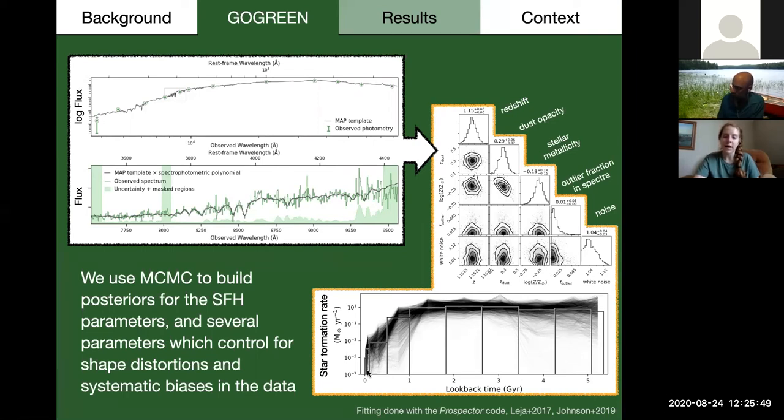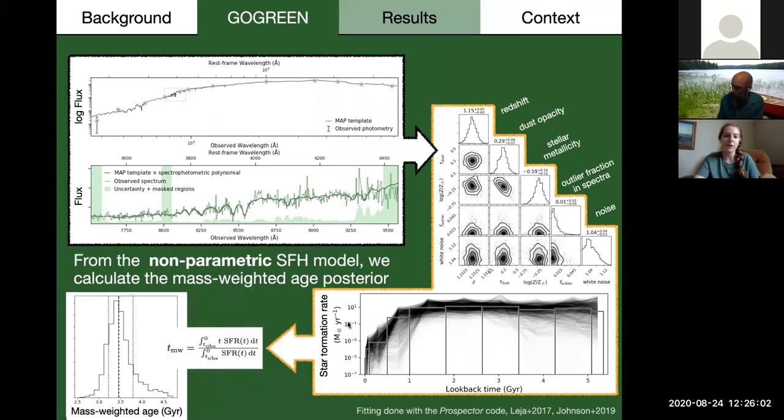So in different bins of look-back time, we fit for the relative star formation rate as a function of that time. And using the posteriors from this MCMC, we can do a weighted average to get a posterior of the mass weighted age of that galaxy. And then I just wanted to highlight, this is what we meant by a non-parametric star formation history model, where we're not explicitly fitting a declining exponential form, but this is more of a step function with a prior between each adjacent star formation history bin.